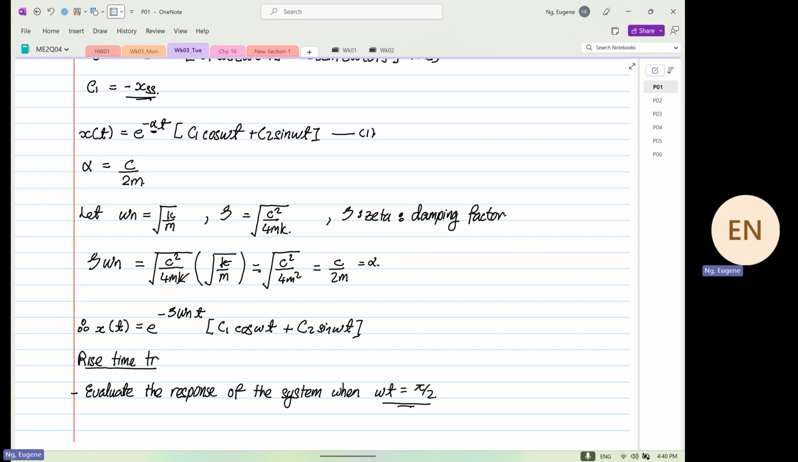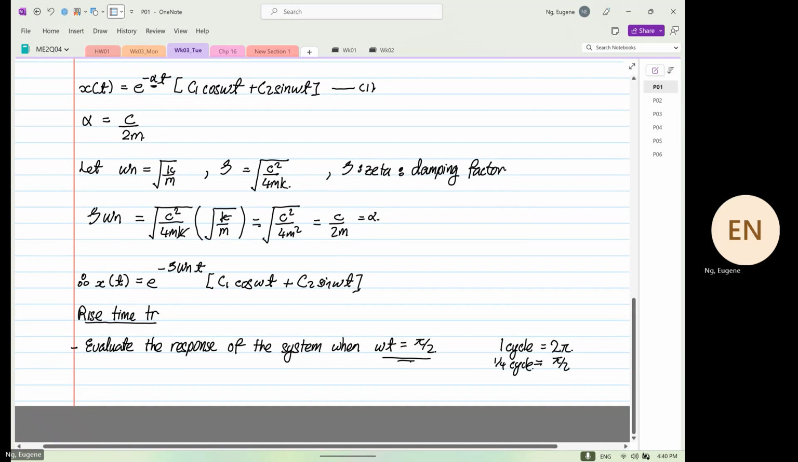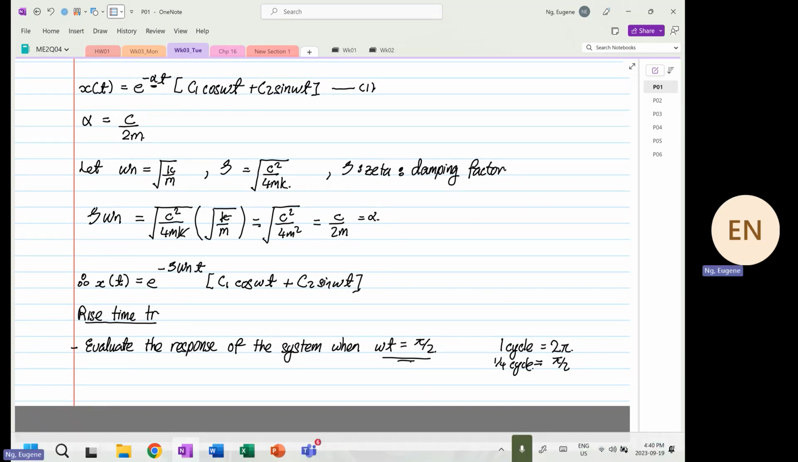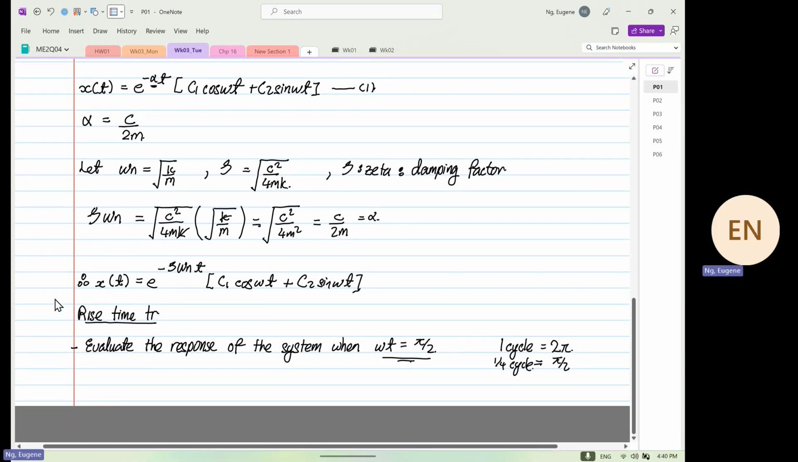If you look at one cycle, it is equal to 2 pi. So pi over 2 is basically equal to a quarter cycle. Therefore, I will copy and paste, not to worry. I did not know I ran off the page so quickly.